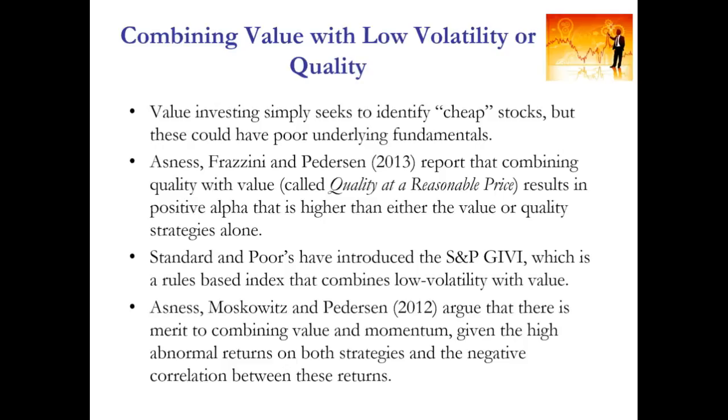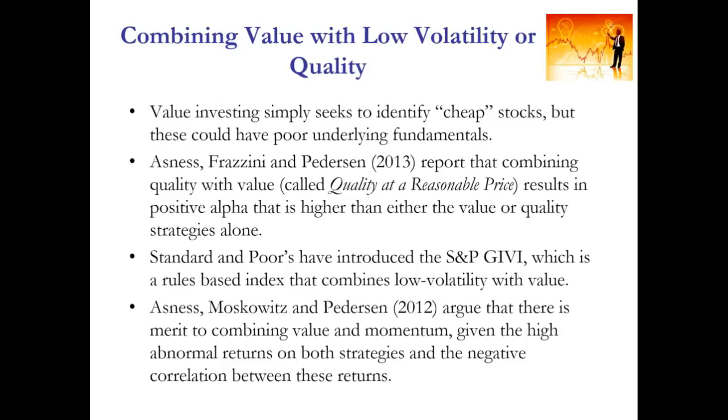Consistent with this idea of combining value with other factors, Standard & Poor's has introduced the S&P GIVI index, a rules-based index that combines low volatility investing with value investing. Furthermore, Asness, Moskowitz and Pedersen argued that there might be merit in combining value and momentum, given the high abnormal returns generated by both strategies, and the fact that these two strategies tend to be negatively correlated with each other. Hence, there could well be diversification benefits from having these two investment strategies together.